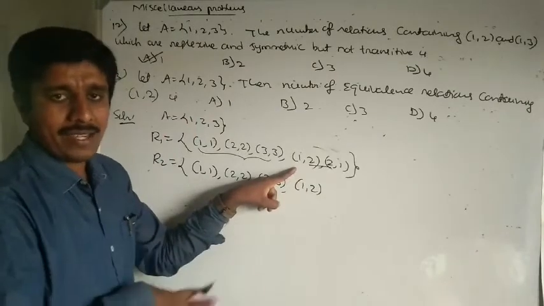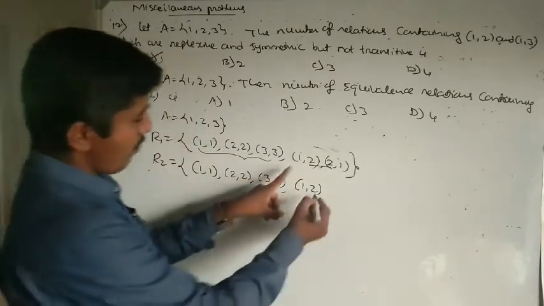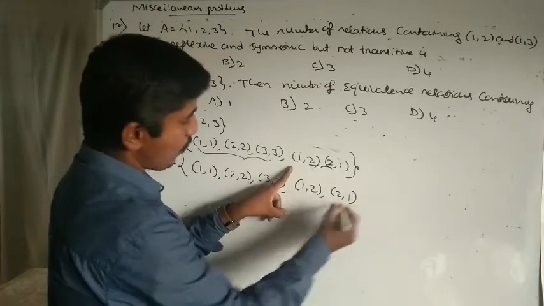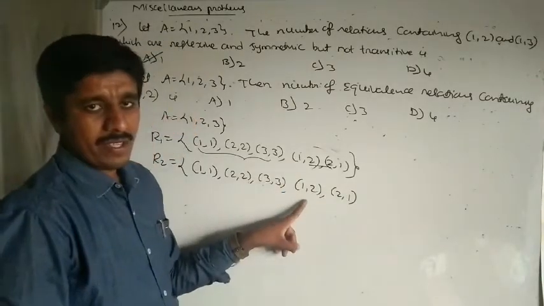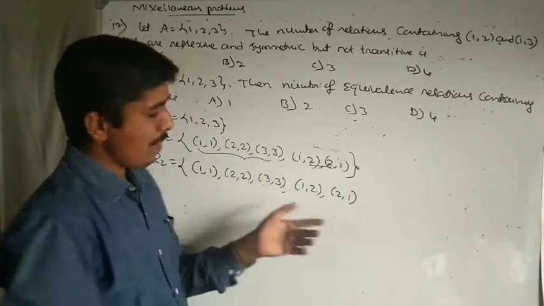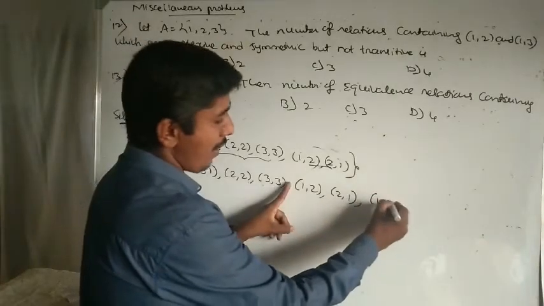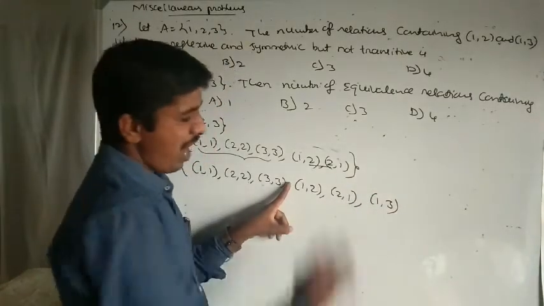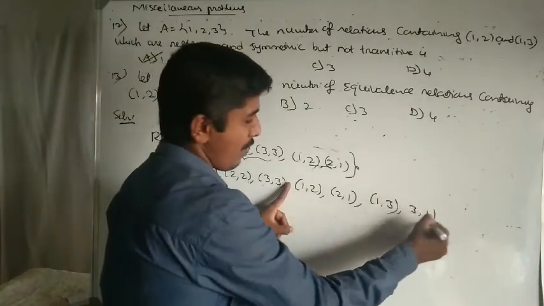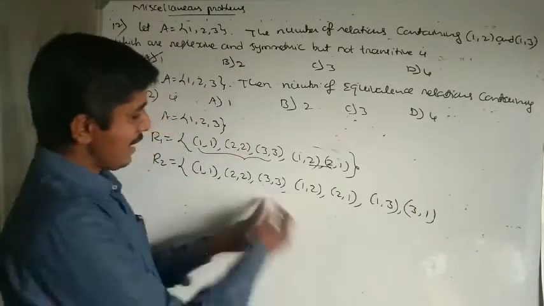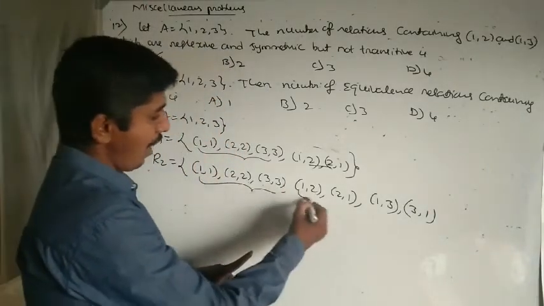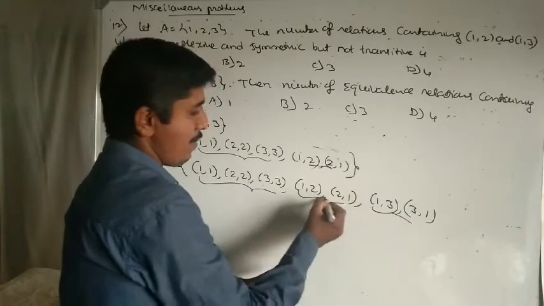Here, given the relation containing (1, 2), for it to be symmetric, you must include (2, 1). These two are the same. For a different relation, I am going to include some elements here: (1, 3). For it to be symmetric, you must include (3, 1). Clearly, it is reflexive, transitive, meaning symmetric.